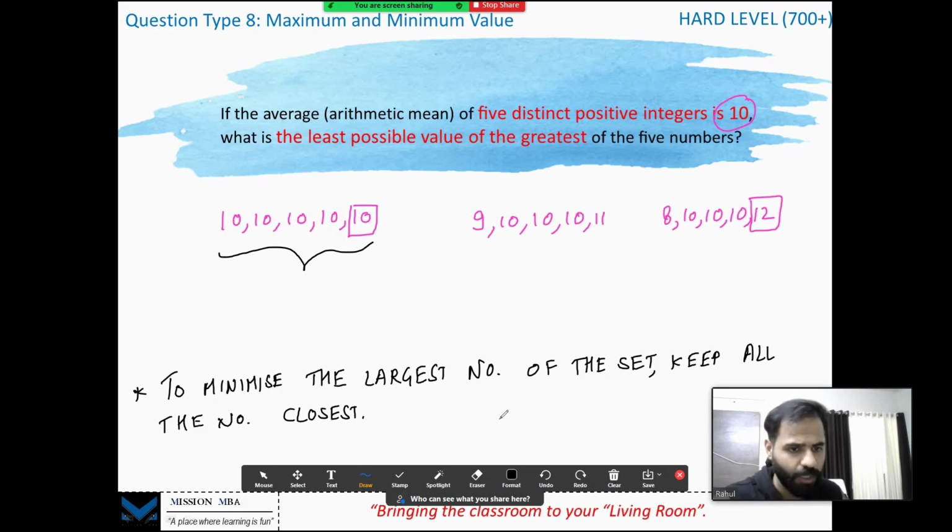You cannot get the largest number less than 10. No chance. As soon as you decrease one, you have to increase the other one, and the number will go higher. And that's what we don't want.